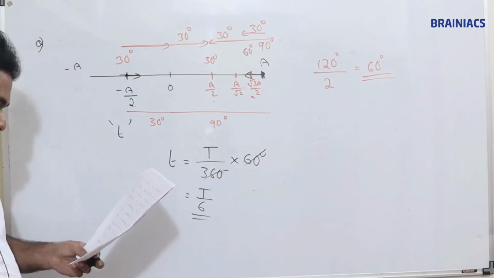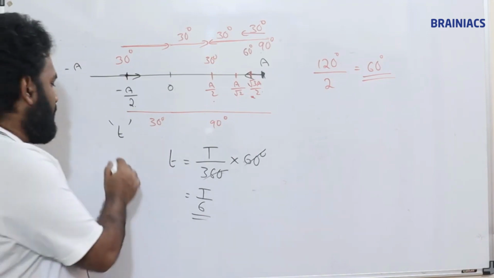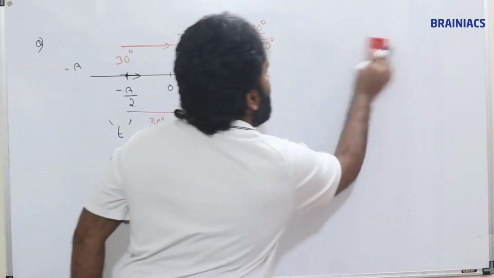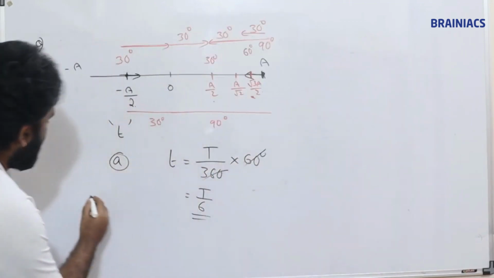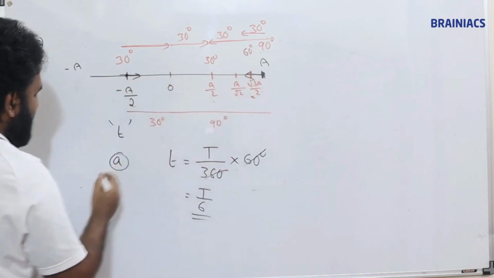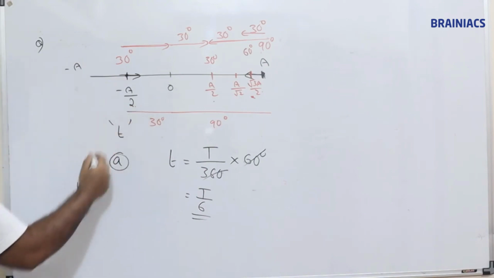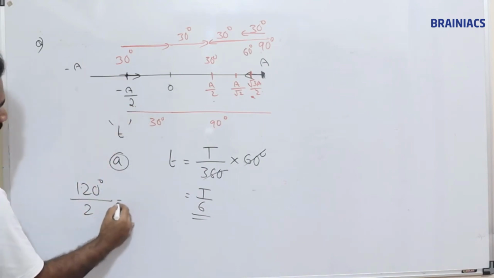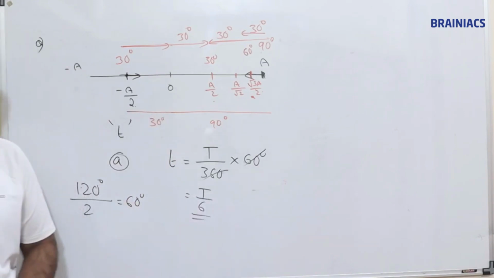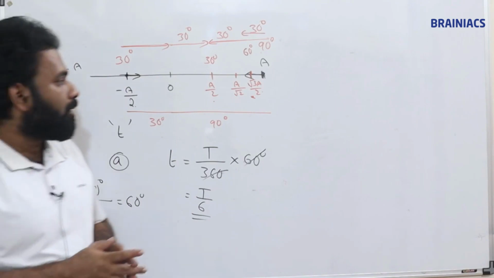So the answer for this one is option A. I have marked this one here. The gap between these two is nothing but 120 degree, so both will have to cover 60 degree each to meet each other. That is the logic of this question.